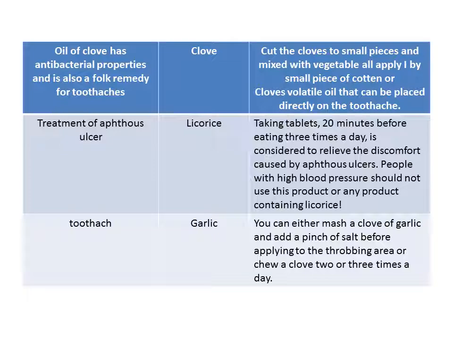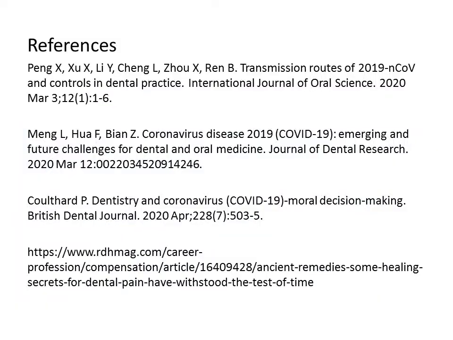Licorice is very nice, we call it erqsous. And you have garlic, which is really effective in case of toothache. You can mix it with salt and apply it on the throbbing pain area, or chew a clove of garlic or two. These are the references in case you need them.